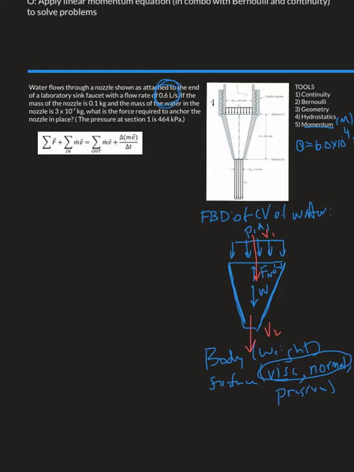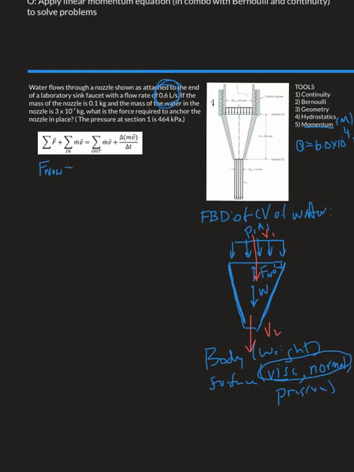Okay, let's go back to the color coding. We're going to color code our forces. In the vertical, it looks like we've got three forces. The one I'm looking for is F_NOW. That one's up. I just assumed a direction. I'm pretty sure that the nozzle is pushing on the water upwards. It's possible it's going the other way, but regardless, we're just going to assume a direction.